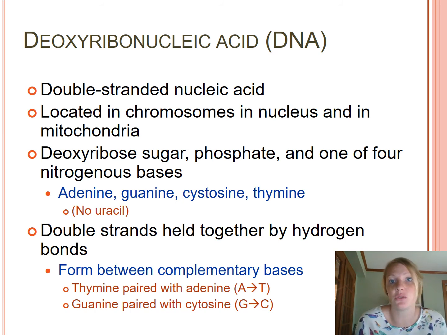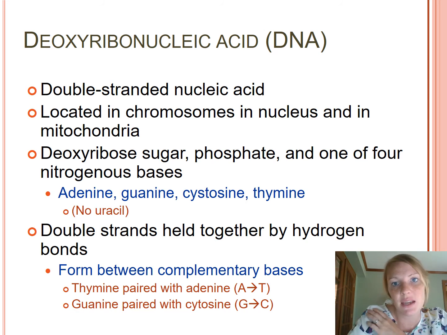But when the cells are not dividing, the DNA sort of unwinds, and certain parts are more unwound than others, and that allows molecules to come in and bind to the DNA and start the process of transcription and translation. Again, there's always a deoxyribose sugar, so we're missing the hydroxyl group. There's always a phosphate, and then there's one of the 4 nitrogenous bases. And here they are highlighted for you: adenine, guanine, cytosine, and thymine, but no uracil in DNA.